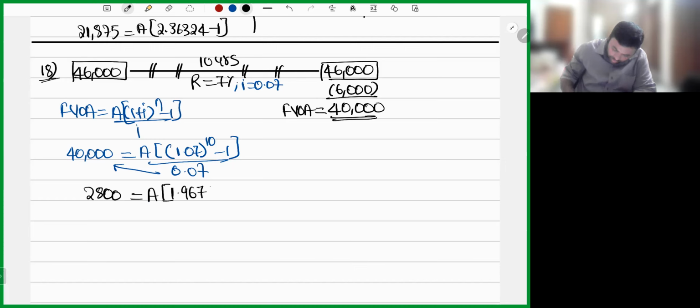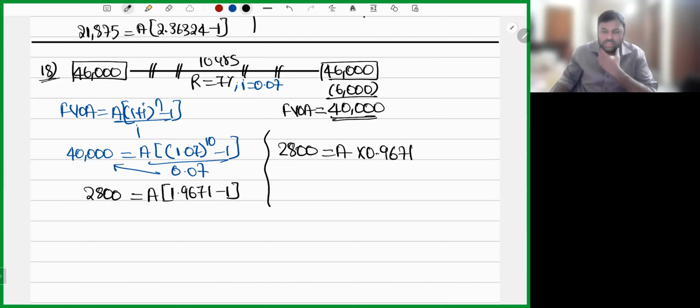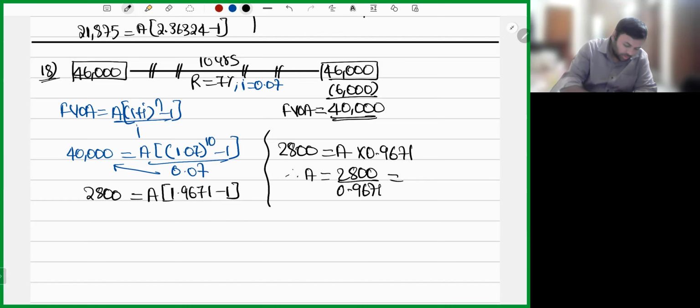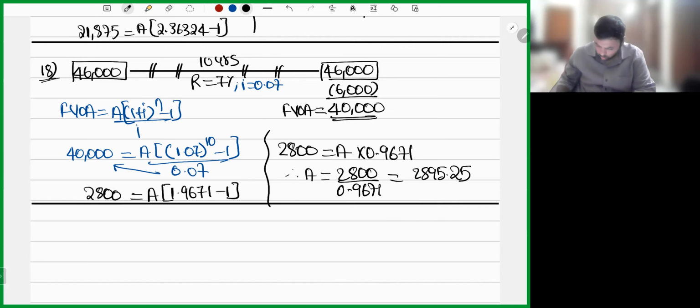You can calculate it if you want; there is no issue. So 2,800 is equal to A into (1.9671 minus 1), that is, 0.9671. Therefore, A is equal to 2,800 divided by 0.9671. The result is 2,895.25. A simple sum, nothing much complicated here. Now let's go ahead and try the next one.